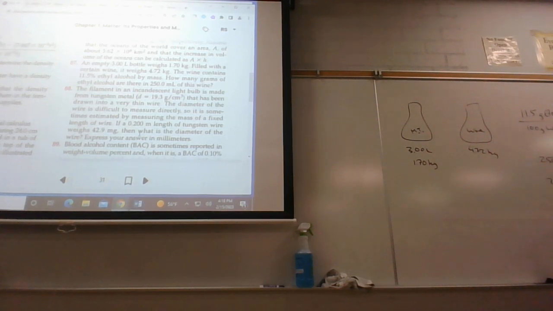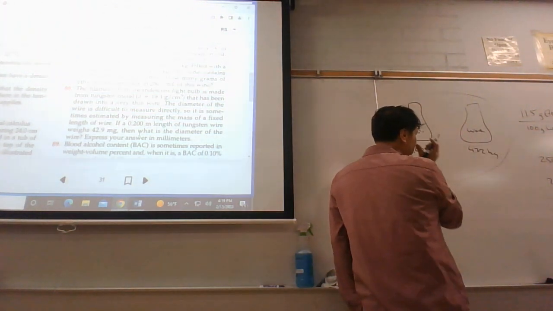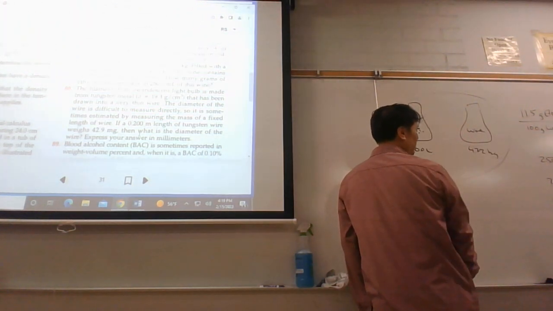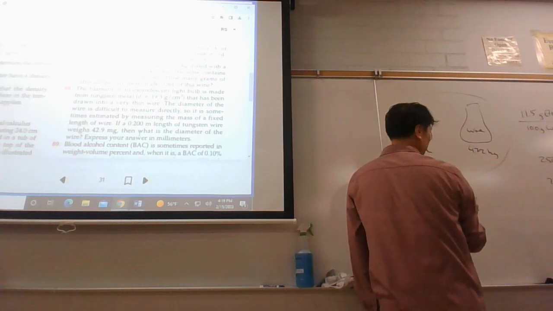So we have 250 milliliters of wine. That's the extensive property, so we'll start with that. And then we've got to get rid of milliliters of wine. So where should we go here? Well, why did they give us this data here? They gave us this data so that we could determine what? The density. So let's go ahead and determine the density.